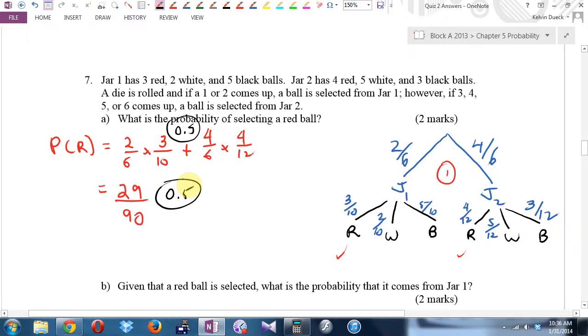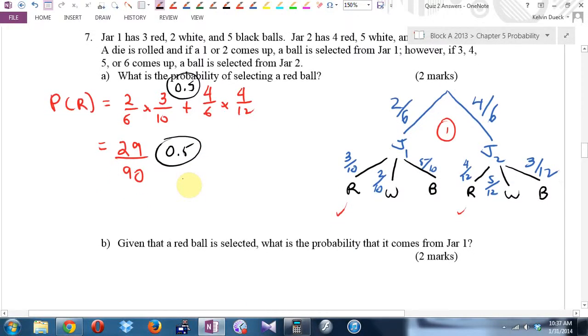Brooke, can you read B to me, please? Stop. There's my trigger. This is conditional. I'm going to use the formula along with this lovely tree that I drew. So you ready, Brooke? We're going to start over. What do they want me to find? I'm going to draw a probability, a bracket with a big given bar right there. Read again. Given that a red ball is... Stop. Given what? Red ball. The R goes there. Keep reading.